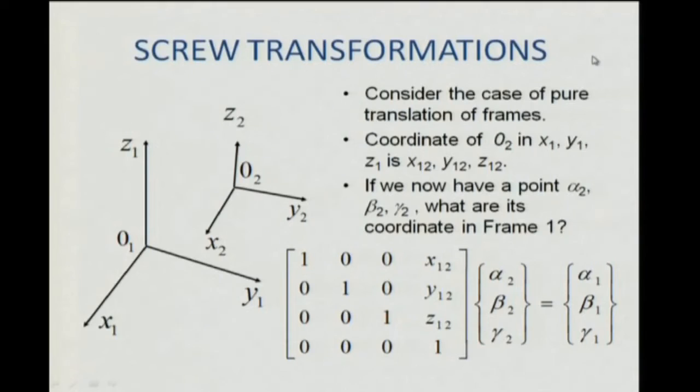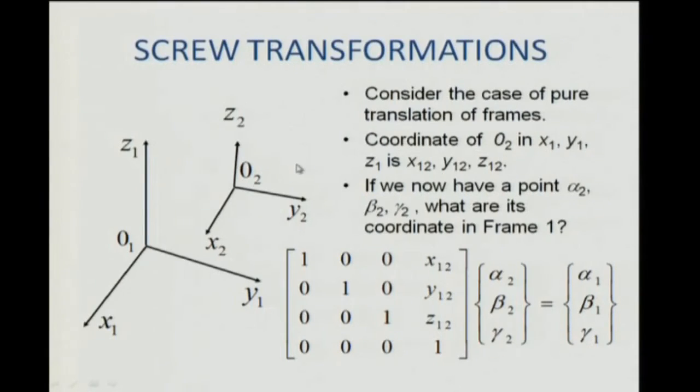Okay. So, we now look at screw transformations. How do we move between coordinate frames? And we start by first considering pure translation of frames. So, we just say that the coordinate of O2 in x1, y1, z1 is x12, y12, z12. I am doing this deliberately, not writing it as x, y, z. I am retaining this index which says 1 to 2, from the origin of frame 1 to the origin of frame 2, defined in frame 1.